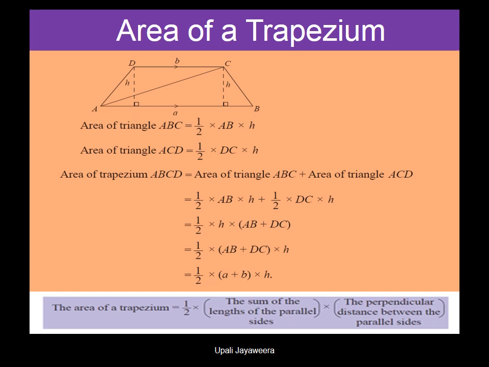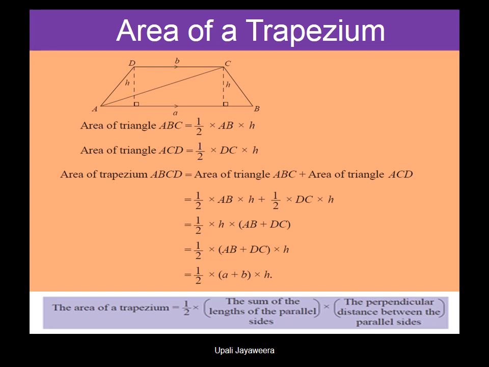Now we'll find out the area of a trapezium. ABCD is the trapezium given. You can divide the trapezium into two triangles by the diagonal AC. Those two triangles are ABC and ACD. First you can find the area of the triangle ABC. It is equal to half into base into perpendicular height: half into AB into h.